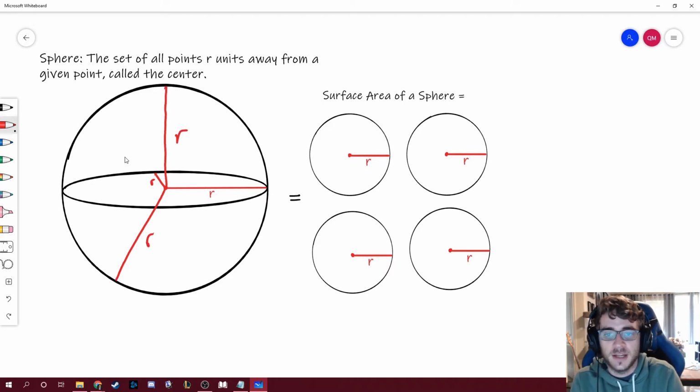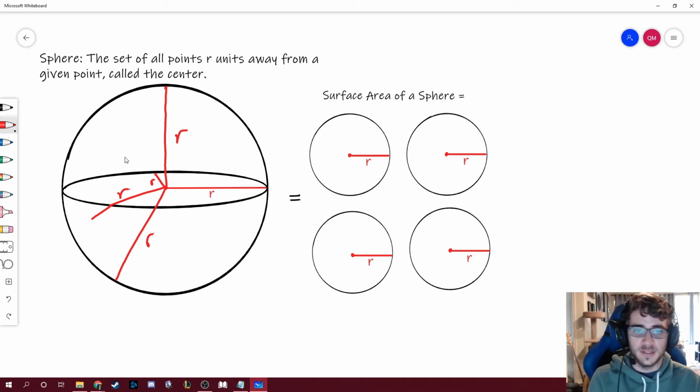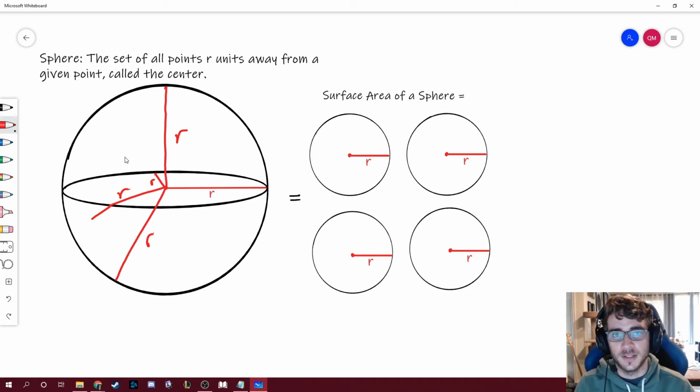Still r. It doesn't matter how you slice it. Anything you draw, you can kind of imagine this three-dimensional here. Anything that goes from the center to the edge of the sphere is the same distance, and that's the radius. So it's all the points in three dimensions that are the same distance away. There are two things we care about when we're measuring a sphere. We want to know about its surface area and its volume, just like we did for all the other solids.